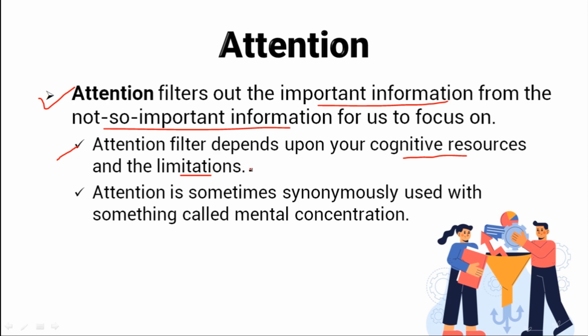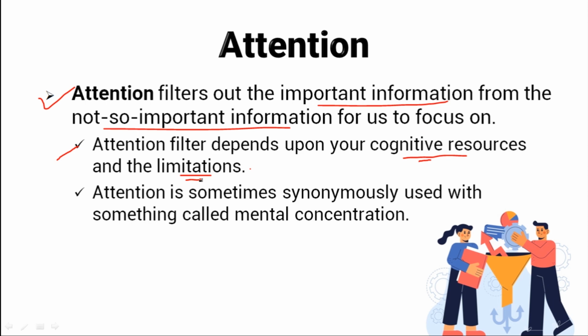Imagine you are studying for a test and your friend is playing loud music in the next room. Your attention filter is being bombarded with both the sound of the music and the text you are reading. But you can only focus on one thing at a time. So, you need to allocate your cognitive resources effectively. You may choose to use earplugs to block out the music, or you may choose to move to a quieter room. This is an example of how cognitive resources and limitations come into play when it comes to attention.